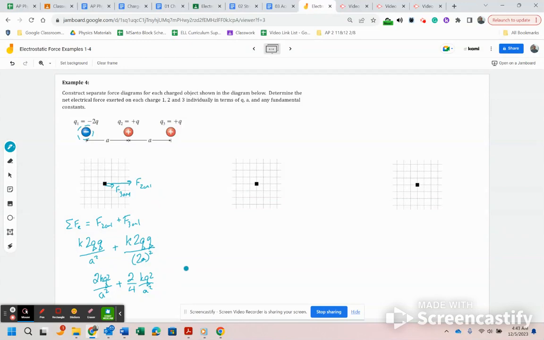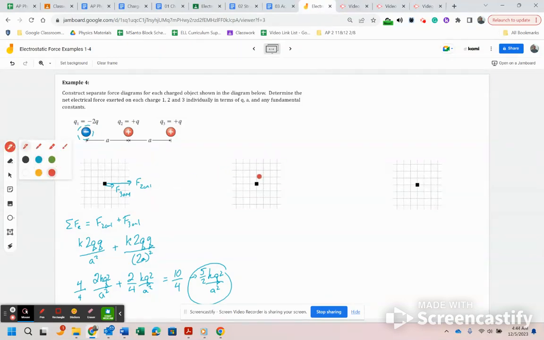All right, when we find the common denominator, which is 4, we multiply the first fraction by 4 over 4. So you have 8 over 4 plus 2 over 4. That reduces to 5 halves KQ squared over A squared. That'd be the electrical force on Q1.